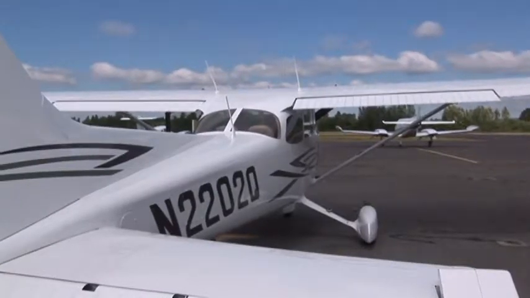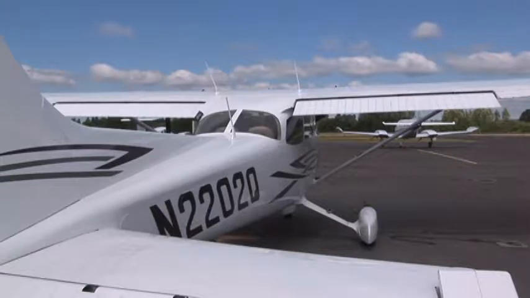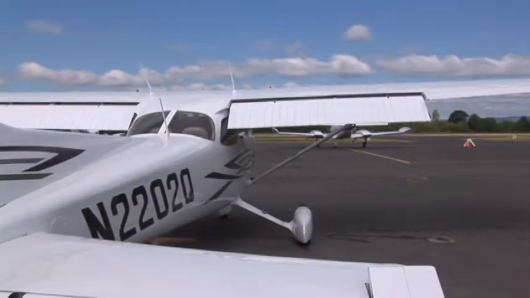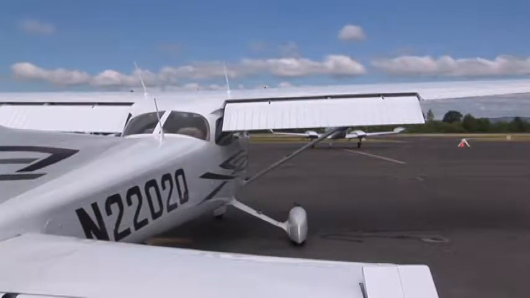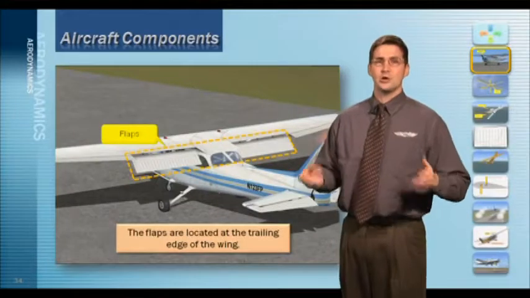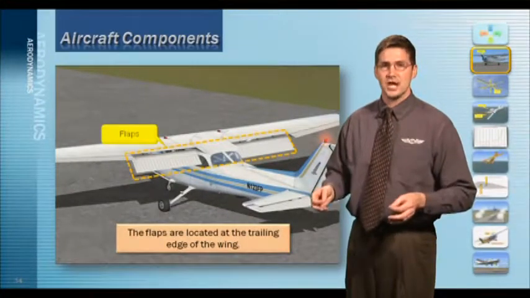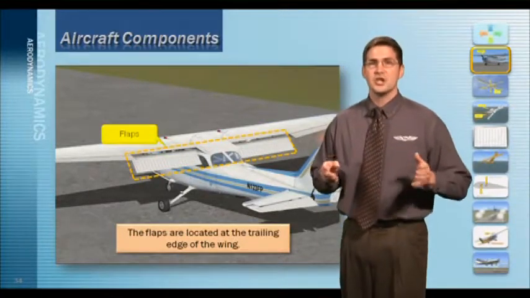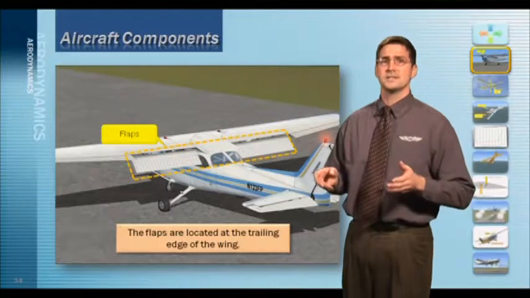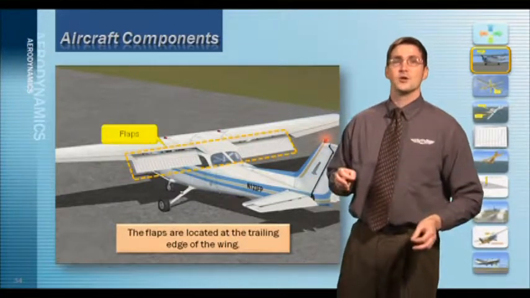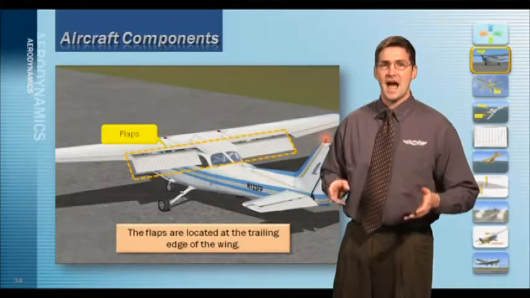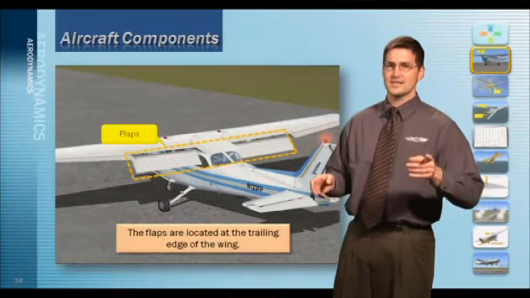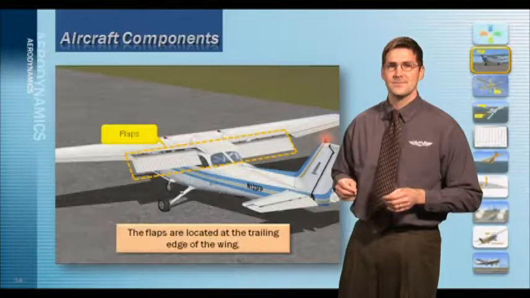The flaps are located on the trailing edge of the wing closest to the fuselage, as you see right here. Now, there are different types of flaps, but they all do the same basic job. As the flaps are lowered, the wing's chord line changes, increasing the wing's lifting force. This change in the wing chord line reduces the stall speed. This also causes the airplane to land at a higher angle of attack and increases the airplane's drag. This is what you want when you're landing.